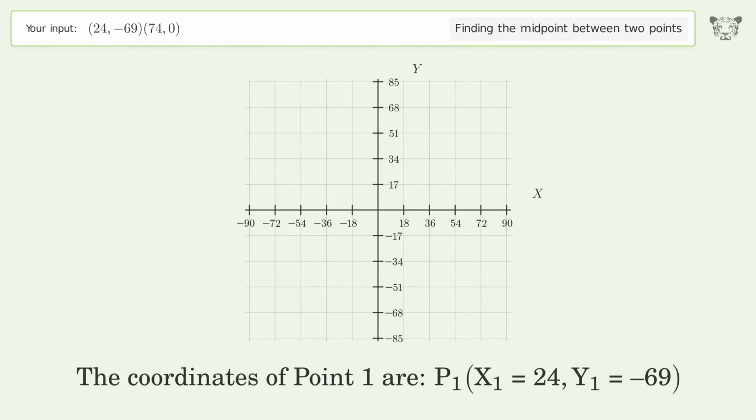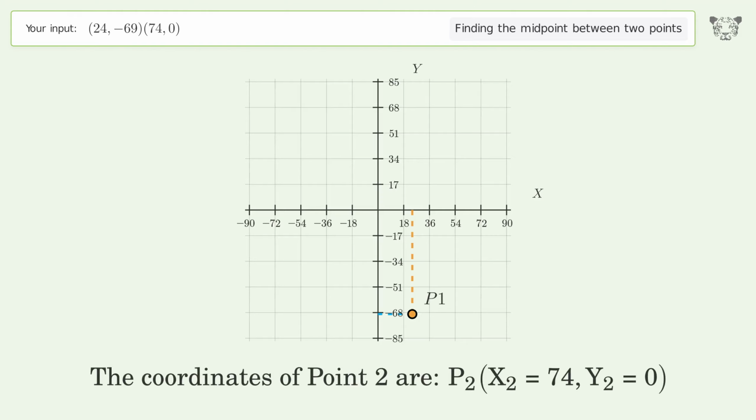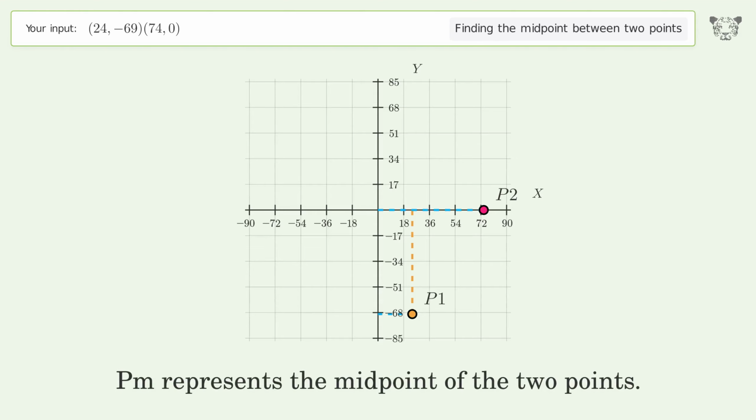The coordinates of point 1 are x1 equals 24, y1 equals negative 69. The coordinates of point 2 are x2 equals 74, y2 equals 0. PM represents the midpoint of the 2 points.